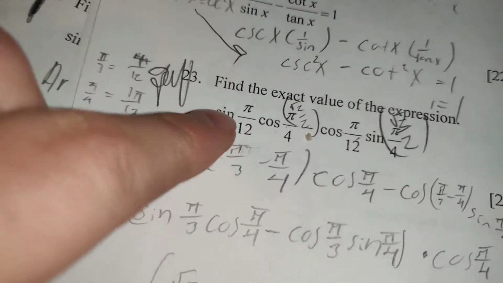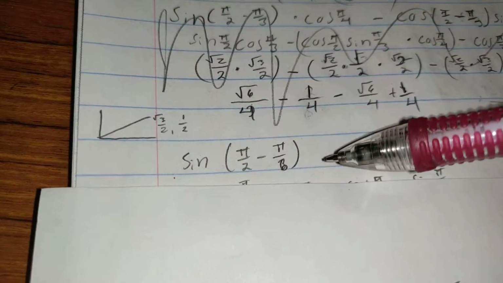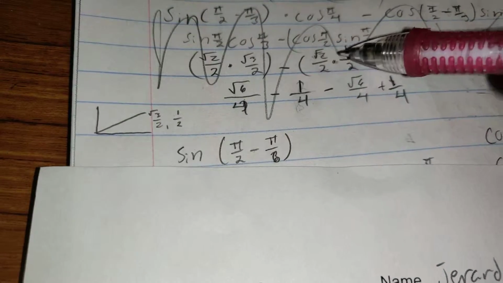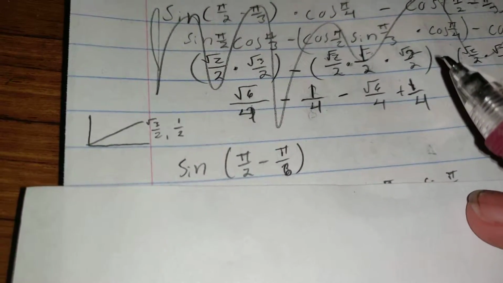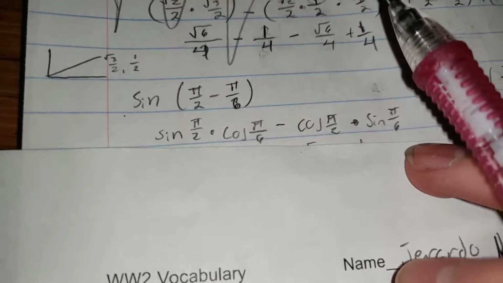Okay. So first, let's solve for the sine of pi over 12. Alright, so the sine is equal to that. Then you break that down into our formulas. They're on the board, so don't you worry. You don't have to memorize it. Alright, and it breaks down into that.